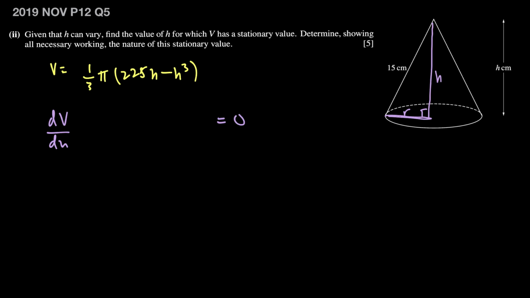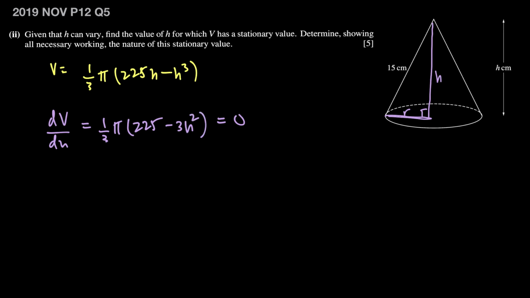Now let's calculate dV/dh then. Well, 1/3 π is just a constant, so let's just leave it out. 1/3 π, and 225h, the derivative of that is simply 225. And minus h³. So the derivative of minus h³ is simply, you multiply by 3 and then decrease the power by 1. We already know this. So this is minus 3h² is equal to 0.